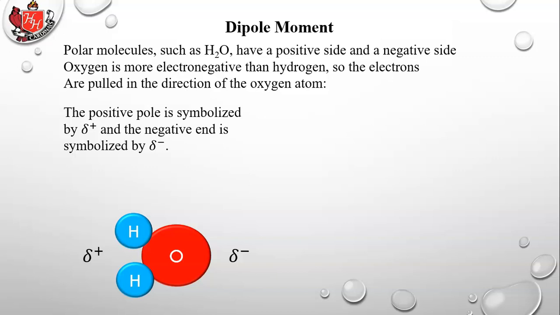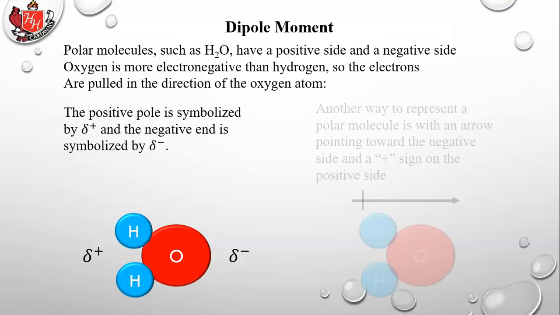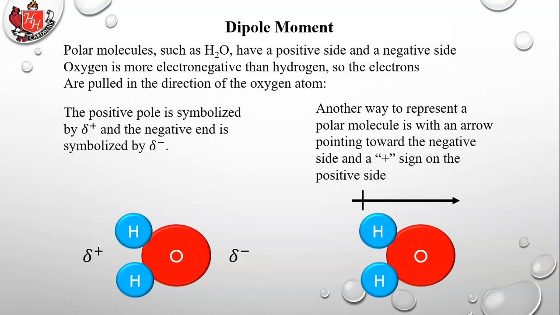And it just means water's an electrically neutral molecule. It has just as many protons as electrons overall, but the electrons tend to be pulled over to the oxygen side. So that side is more negative, whereas the hydrogen side is more positive. Another way to represent a polar molecule is with an arrow pointing toward the negative side and a plus sign on the positive side. So those are two ways to represent a polar molecule or a dipole.